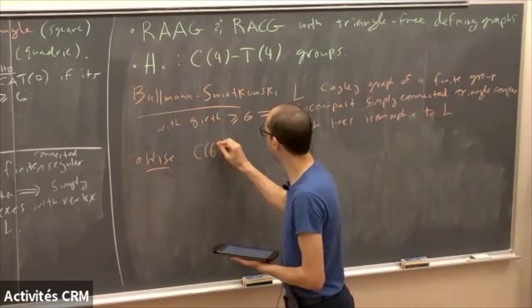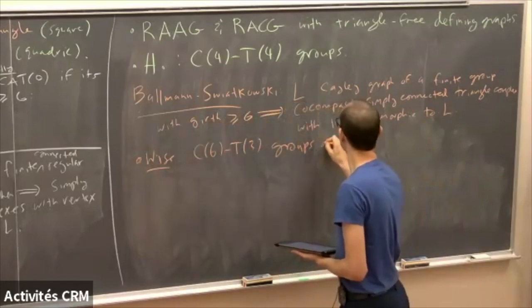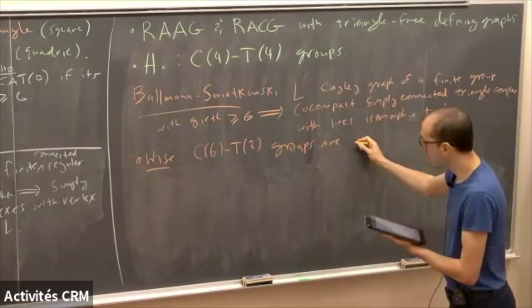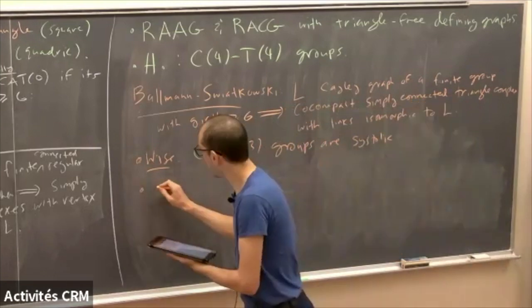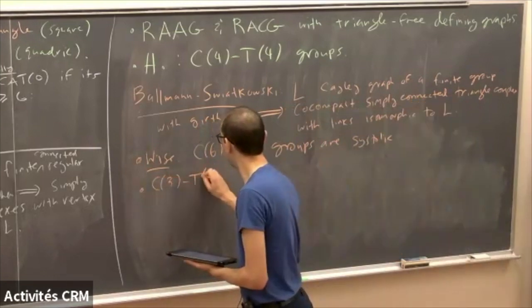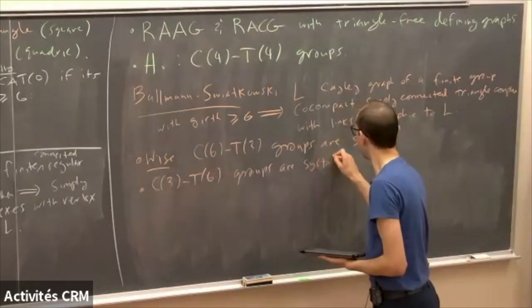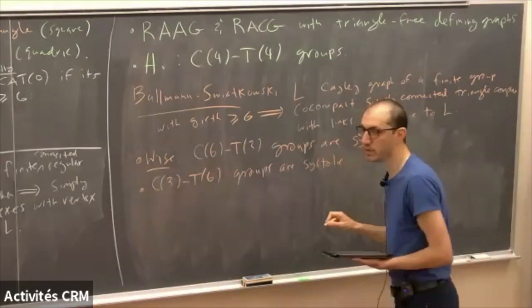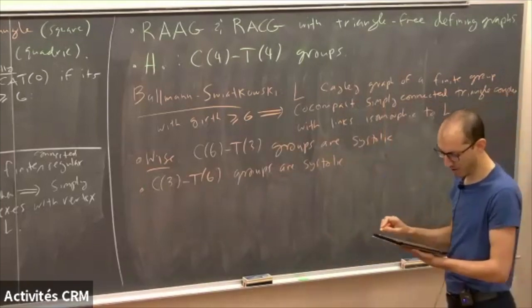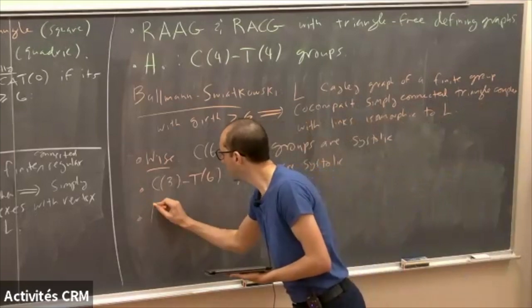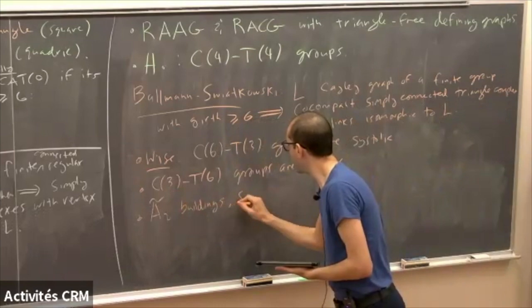Wise showed that C(6)-T(3) groups are systolic. C(3)-T(6) groups are also systolic. That's sort of known and not too hard to prove, but apparently not written down anywhere. A2 tilde buildings are systolic.